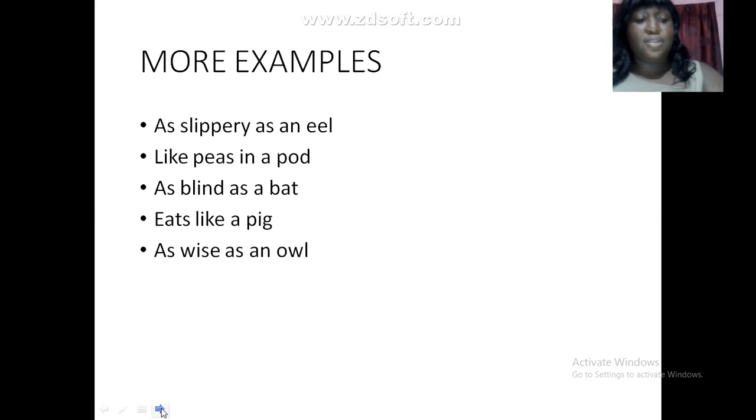More examples of simile. As slippery as an eel, like peas in a pod. You can see it's of like and as, comparing two unlike things. As blind as a bat. We are meant to know that bats only see at night. That's why we don't see them much in the daytime. Eats like a pig. Have you seen when pigs are eating? If you have not, go to YouTube. Just type how pigs eat. You will see those videos.